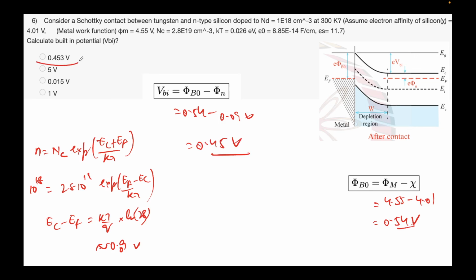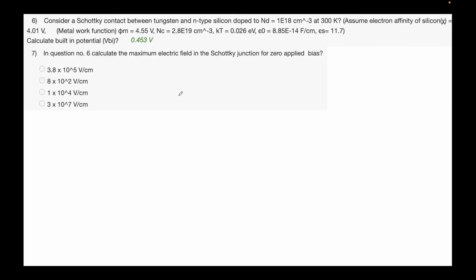So we have this option. The built-in potential here is 0.45 volts. Again, the height of the barrier will depend on the metal that you're using. Using tungsten, you get this work function. If you choose a different material, your barrier will change, and similarly your built-in potential depends on the barrier as well as the doping level. So if you change the doping levels, your built-in potential will also change.